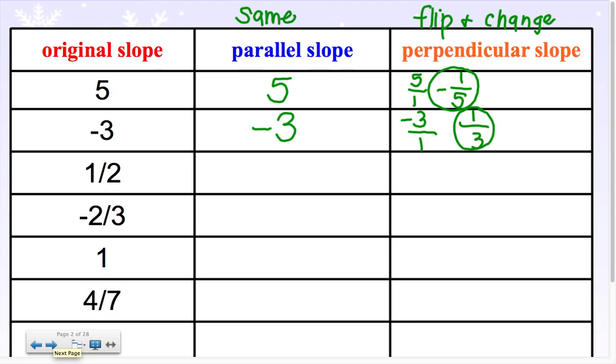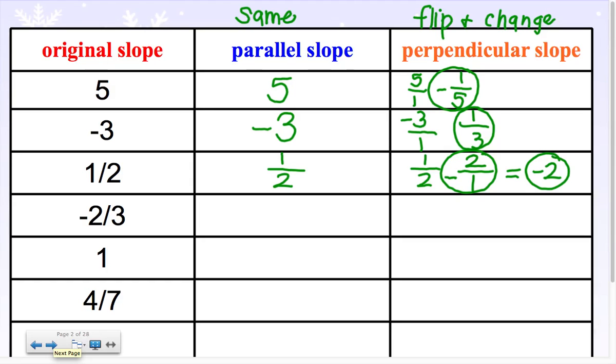If my slope is 1/2, the line parallel to it would also be 1/2. If I have 1/2 and I flip it, or take the reciprocal, it'd be 2 over 1, and I change the sign and make it the opposite, it'd be negative 2 over 1. Or you could think of that as negative 2.